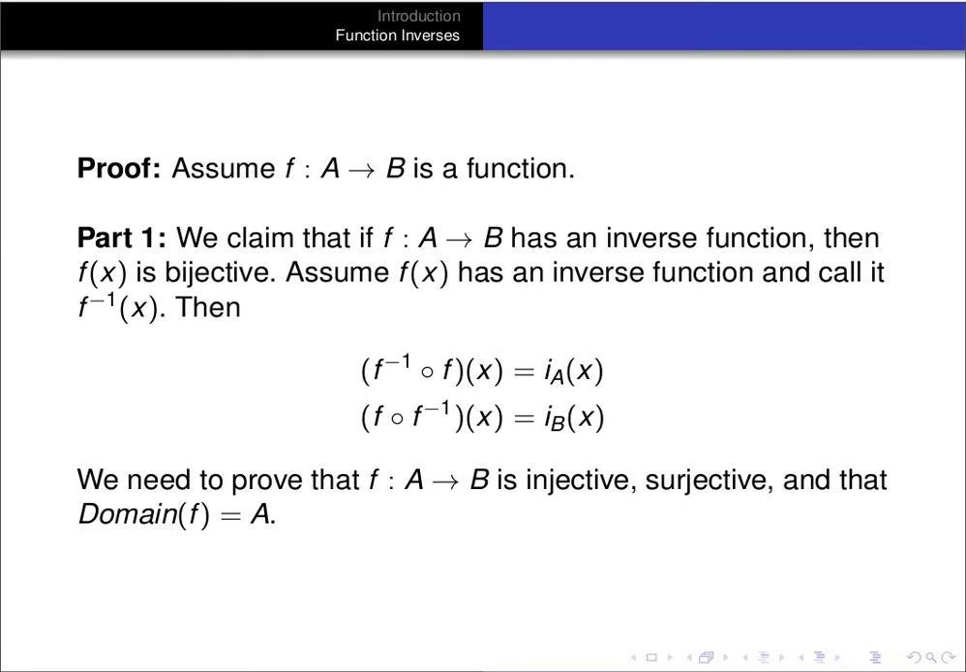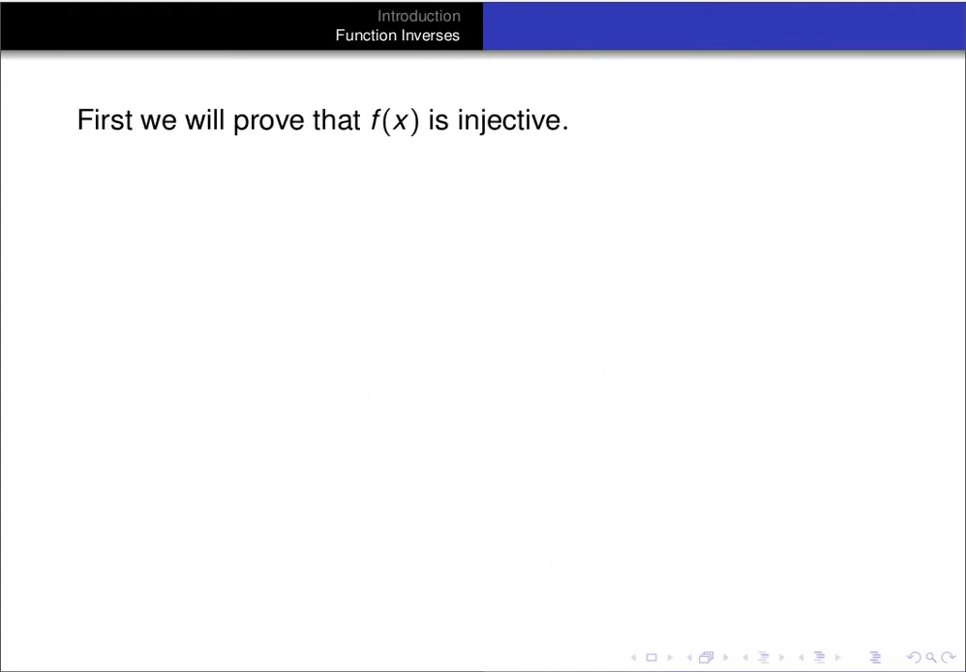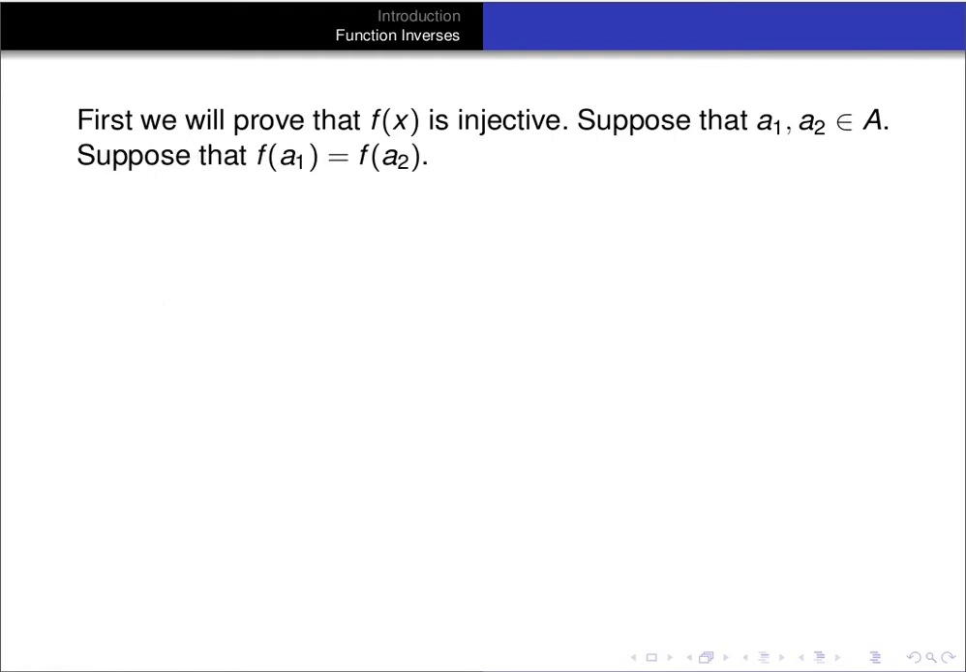We need to prove that f is injective, surjective, and that the domain of f has to be all of A. So let's prove that f is injective. Let's suppose we have two elements of A, a1 and a2, and let's suppose that f of a1 is equal to f of a2.